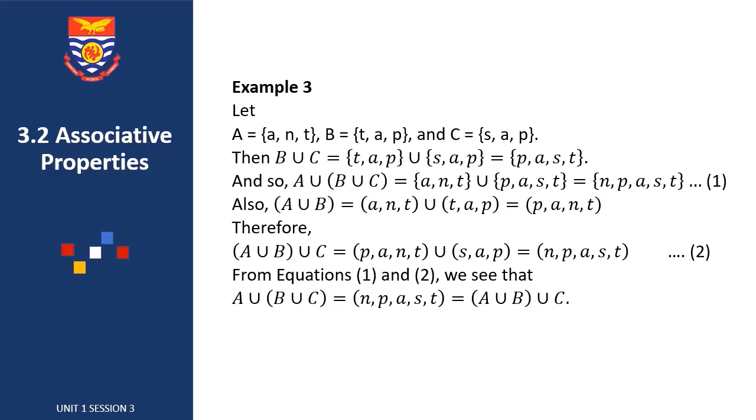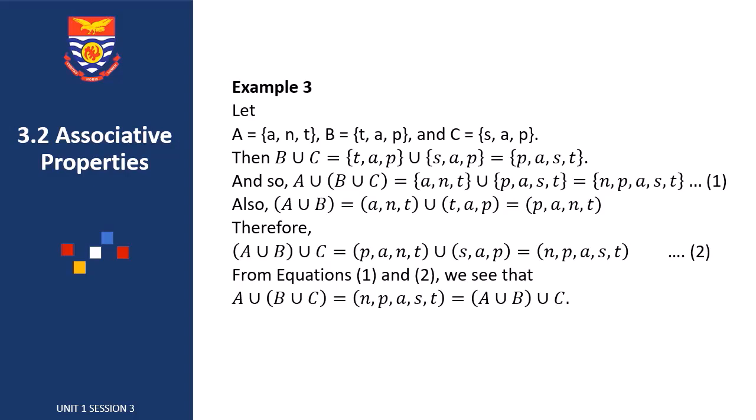Now we first found the union of B and C. Now we are going to first find the union of A and B. So A union B will give us P, A, N, T. And then we are going to find the union of this answer and C. So the union of the answer we have and C will give us N, P, A, S, T. And then we call this one equation 2.